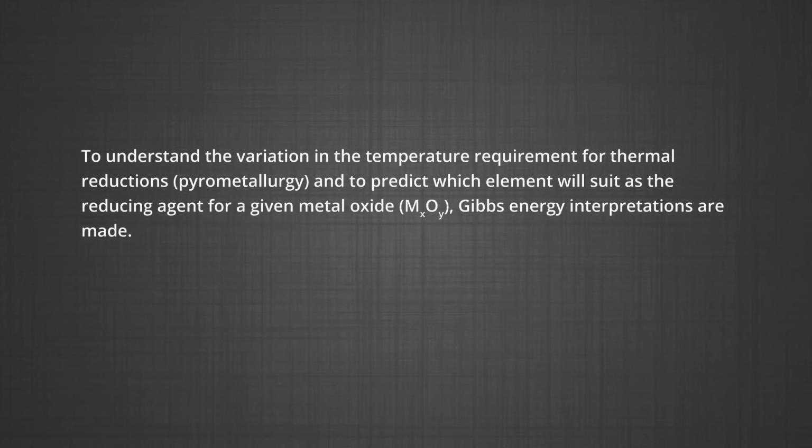As you know, reduction may be understood as gain of electrons or electronation and loss of oxygen. To understand the variation in the temperature requirement for thermal reductions, pyrometallurgy, and to predict which element will suit as the reducing agent for a given metal oxide, Gibbs energy interpretations are made. You will study about prediction of a good reducing agent and the suitable temperature for reduction of metal oxide to metal in the next module of this chapter.